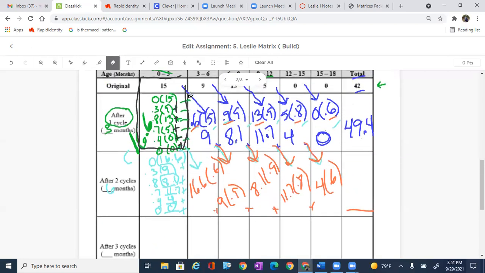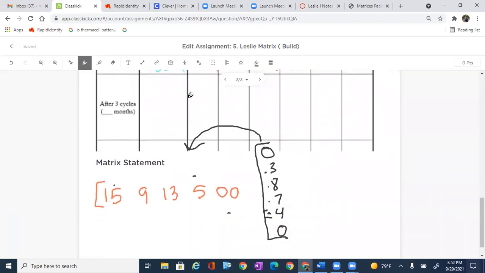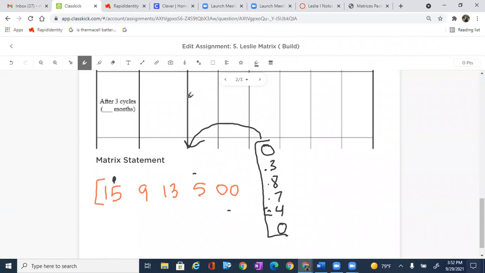Okay, the next thing that we want to show up is simply the number of babies that are in the 3 to 6 category, which is right here. And they are given a survival rate of 0.6. Well, the only thing I multiply that by is 15, which is the number of babies. So all we do is multiply that 0.6 times 15. And that was in that first spot.